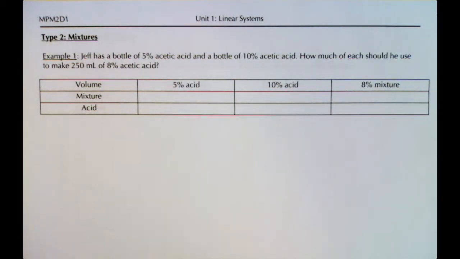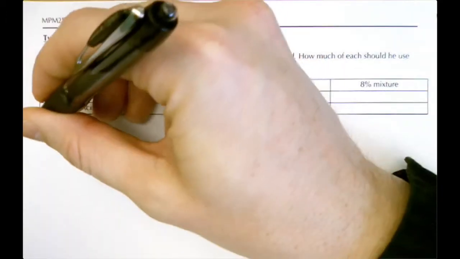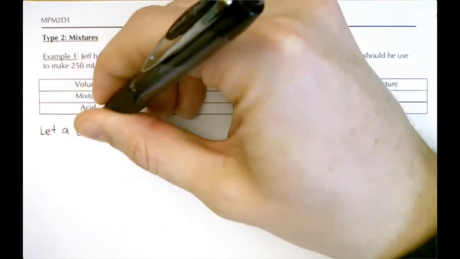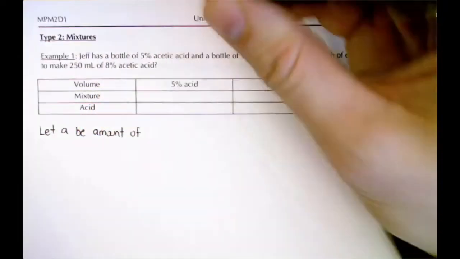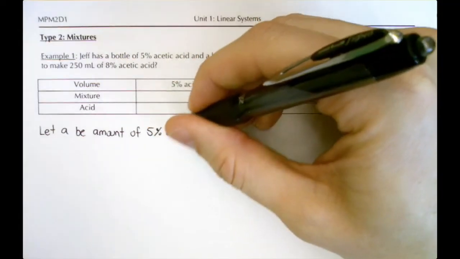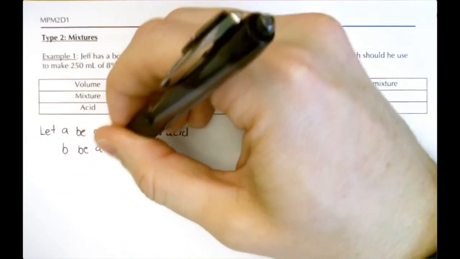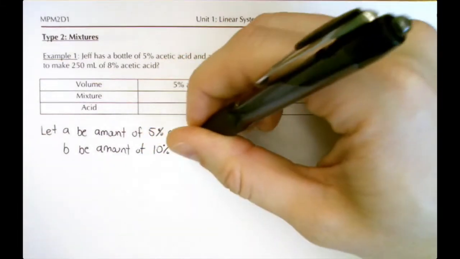So I'm going to use A and B. I'm going to call the first acid A and the second acid B. So as a let statement, I might say let A be the amount of 5% acid. And let B be the amount of 10% acid.